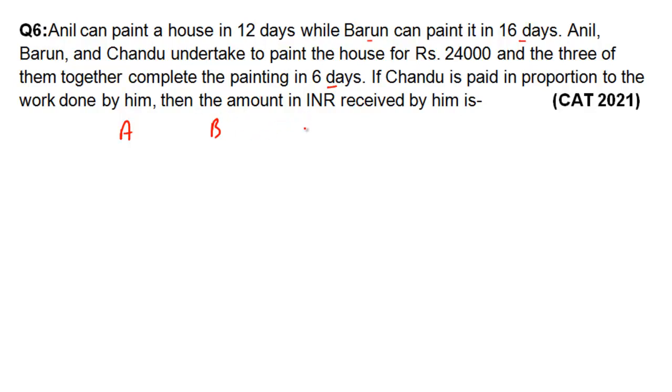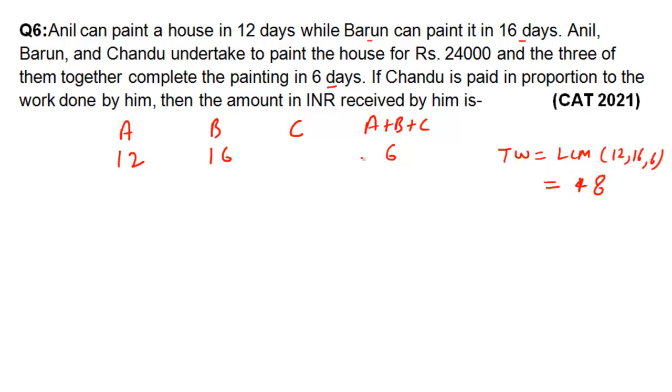So Anil, Barun and the third one is C, Chandu. Three persons are there. Anil takes 12 days, Barun takes 16 days. We do not know for Chandu, but obviously when A plus B plus C all work, they have painted in only 6 days. So what we can do is assume the total work, which will make our calculation simpler, as the LCM of 12, 16 and 6. So that will be 48. So 48 is the total work.